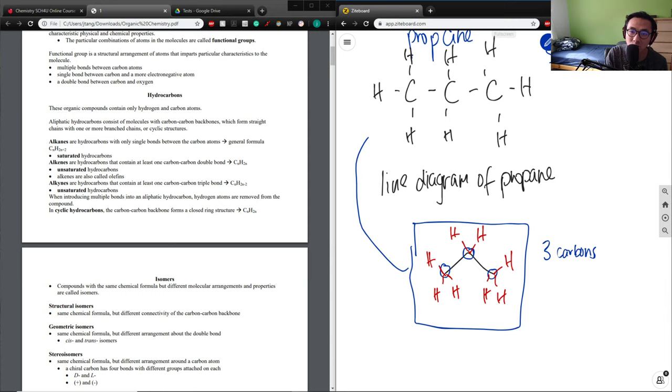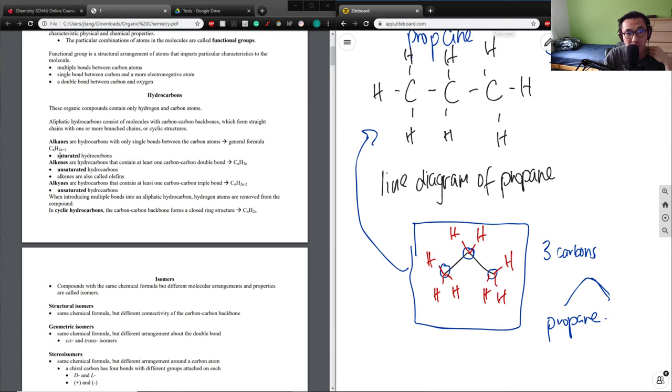This carbon here is bonded to 3 hydrogens. This carbon here is bonded to 2 hydrogens, and this one here is bonded to 3 hydrogens. But we choose to use a line diagram because it's much simpler. We don't show the hydrogens, we only show the carbons and how they're bonded. So in this case, this would be propane. That's the line diagram, and we'll get more familiar with it as we move on.